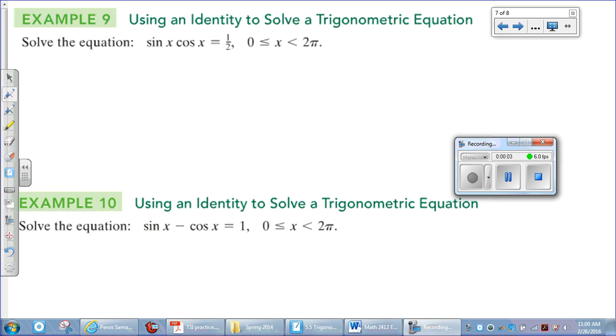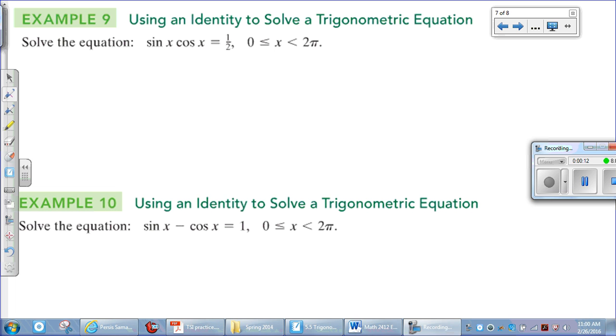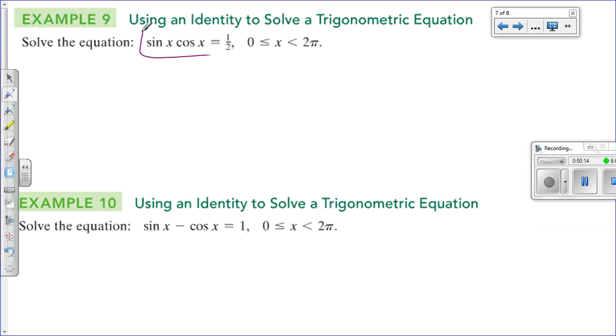This video covers section 5.5 part 2. We're only going to cover the last two slides of the section. And what we have here is a trigonometric equation.